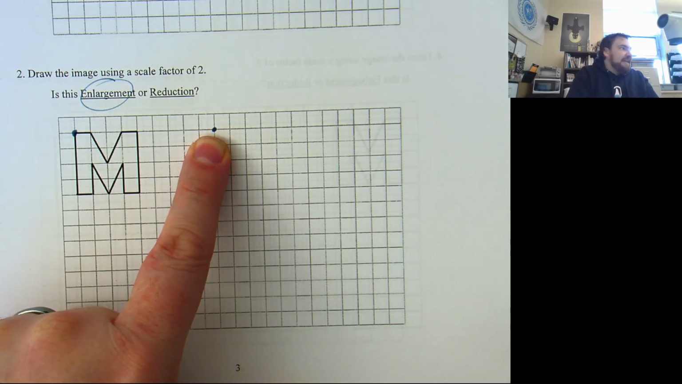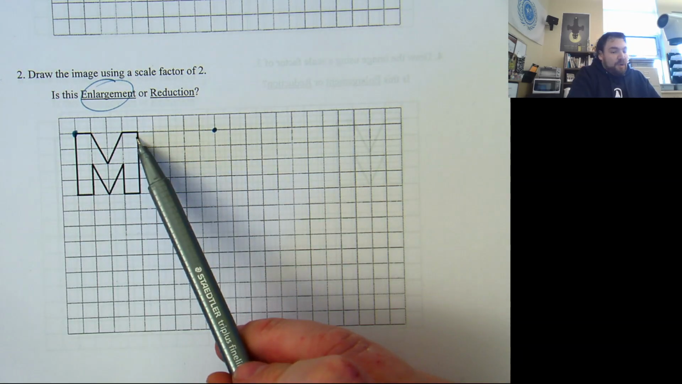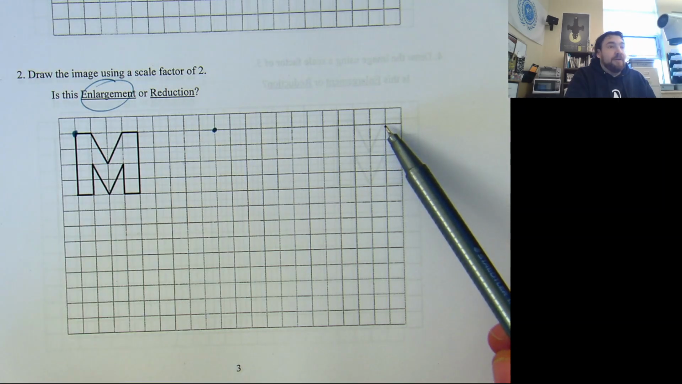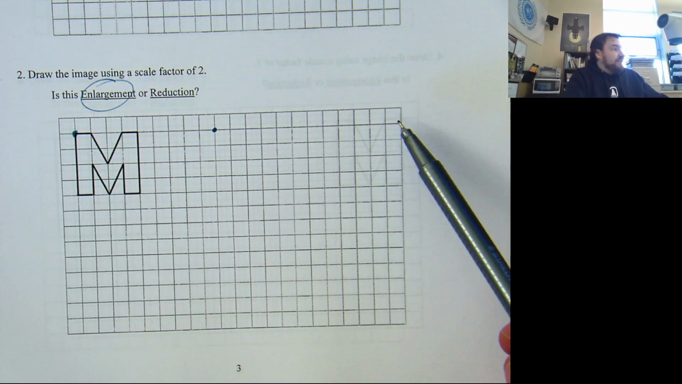My other class, the Blog A class, said, you know what? No, we're going to start top right. But we have to make sure we started way over here so that you don't grow back into the original drawing.